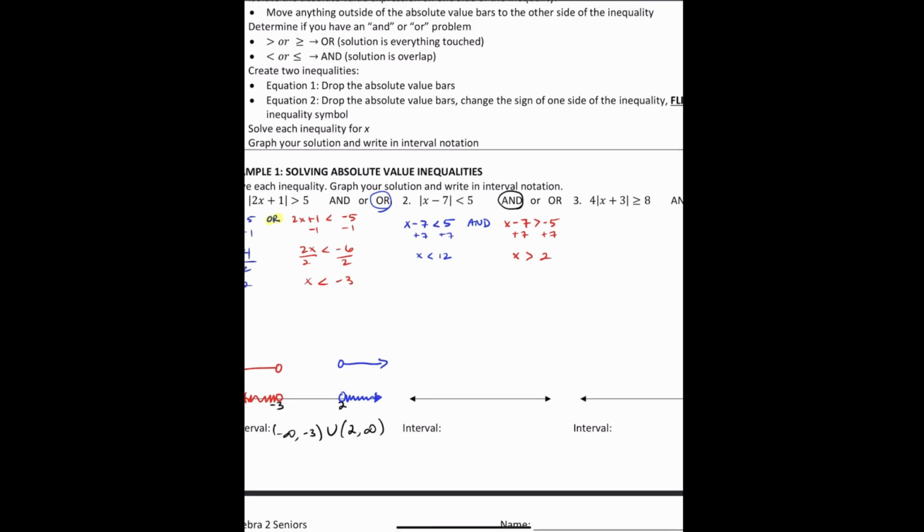And then we're going to go ahead and solve. I'll add both sides by 7. So x is less than 12. And then for this other one, we'll add both sides by 7. So x is greater than 2. So our main characters are 2 and 12.